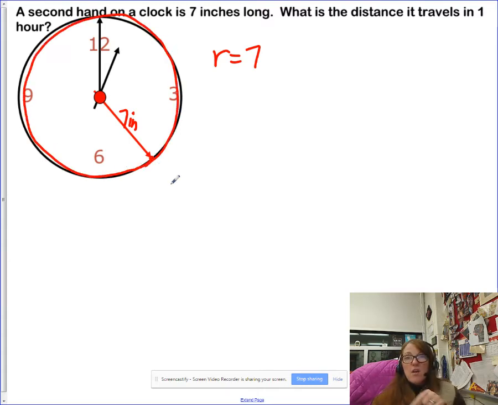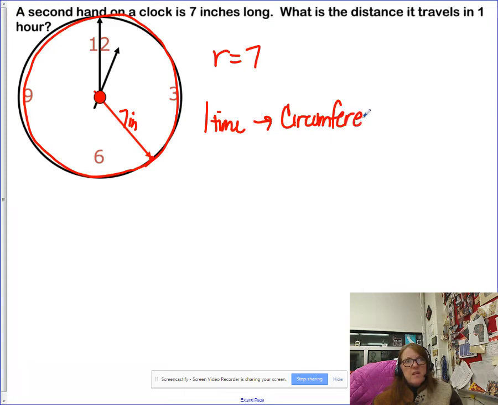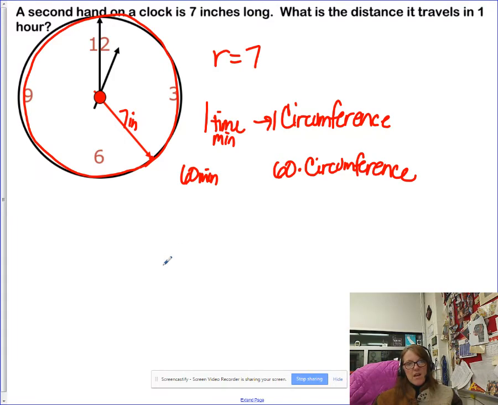In 1 minute, I've gone once around the circle, okay? So 1 time would be equal to the circumference. In other words, that one trip, which took 1 minute, is 1 circumference. Now, if I'm talking an hour, that would be 60 minutes, which means I'm going to have to find 60 times the circumference. That's what we're looking for. 60 circumferences. You know what the formula is for circumference. It's pi times diameter.